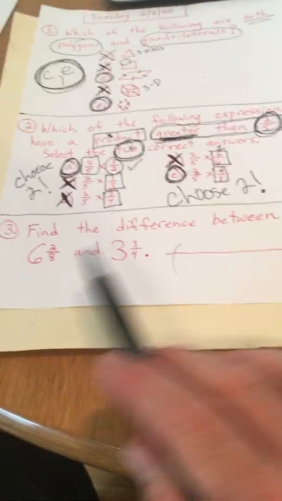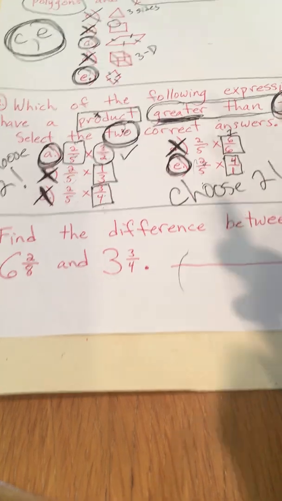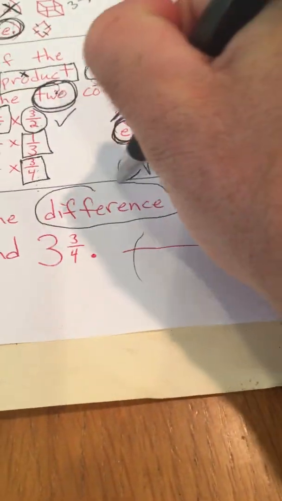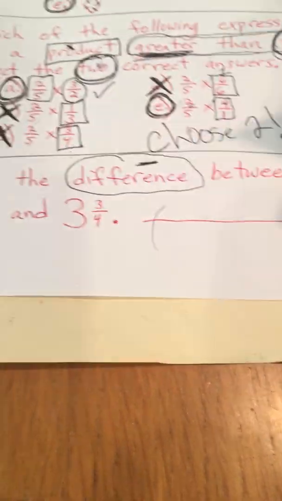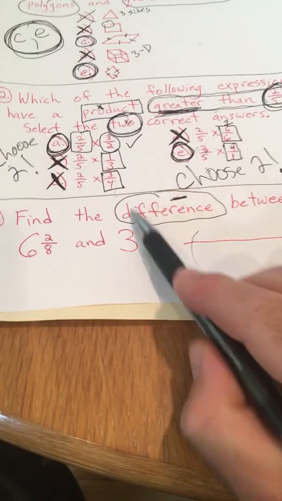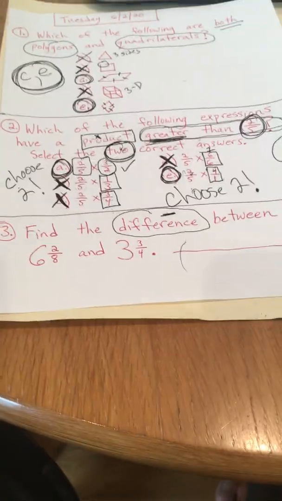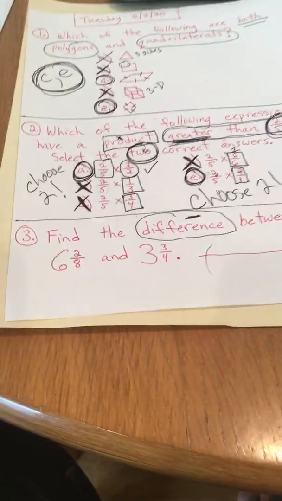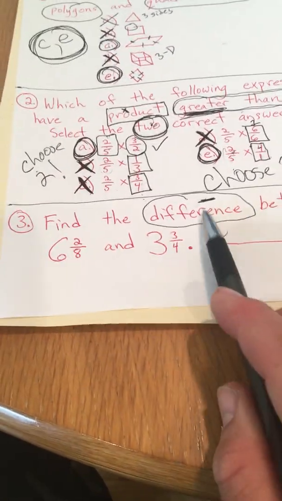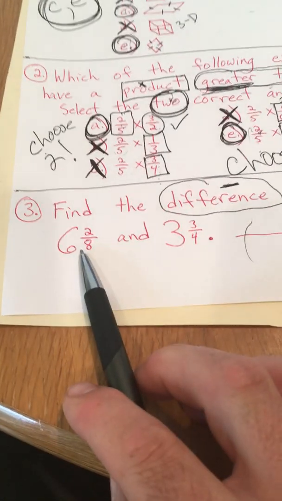Find the difference between 6 2/8 and 3 3/4. So the difference is the answer to a subtraction problem. So we are going to subtract 6 2/8 minus 3 3/4. So did you subtract? Because we're finding the difference. That's the answer to a subtraction problem. So make sure, if you didn't do that, pause now and go back and make sure you subtract these to find the difference. 6 2/8 minus 3 3/4. We're ready to go.